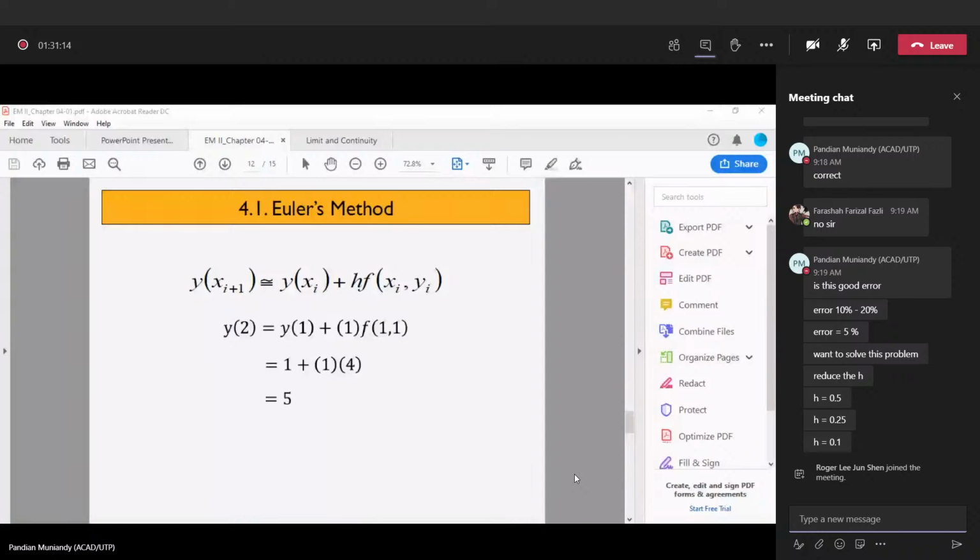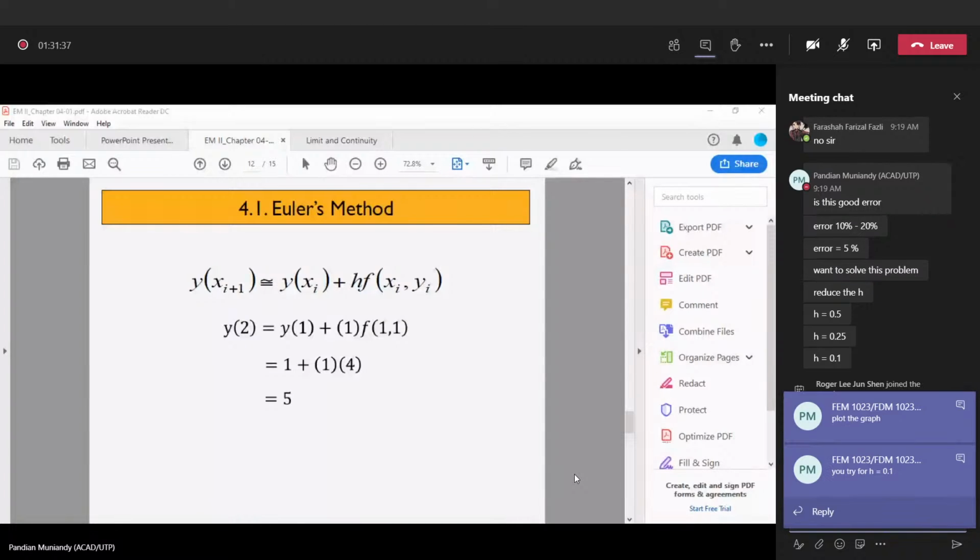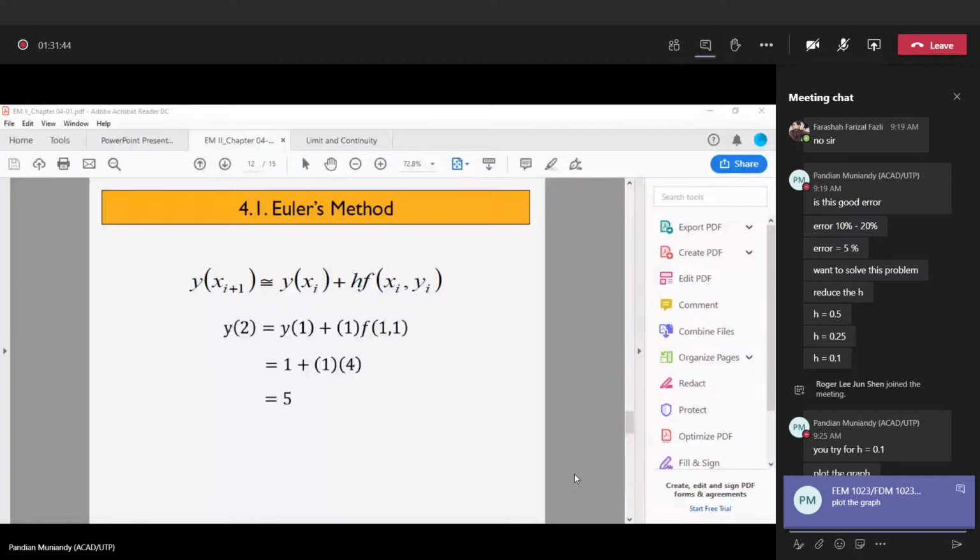You try for h 0.1 and 1, and then plot the graph. Once you have the table, it's easy to plot the graph, and then you can compare with the graph y equals 4 over 3 x cubed minus 1 over 3, the exact solution.